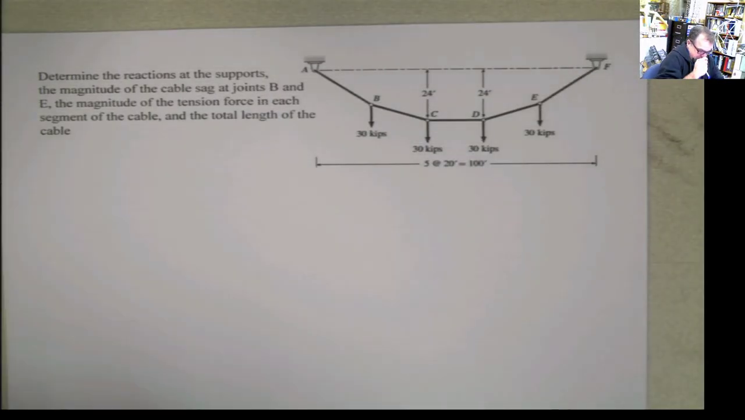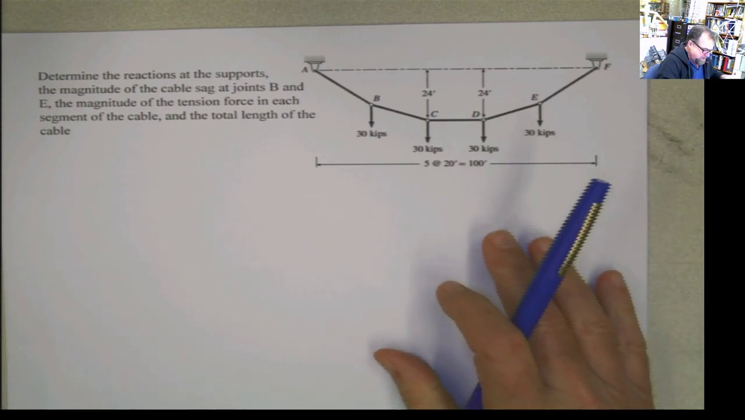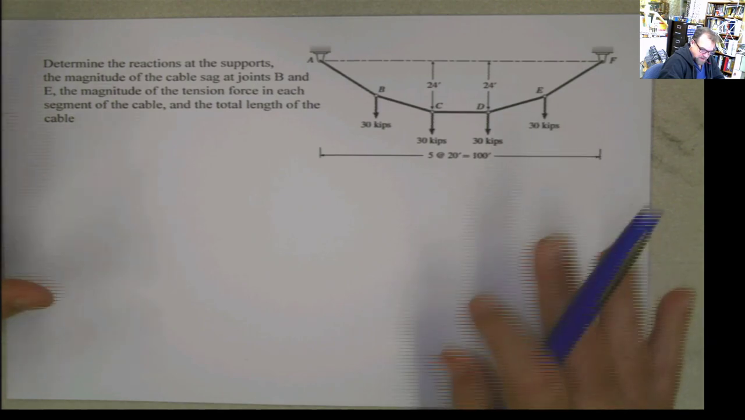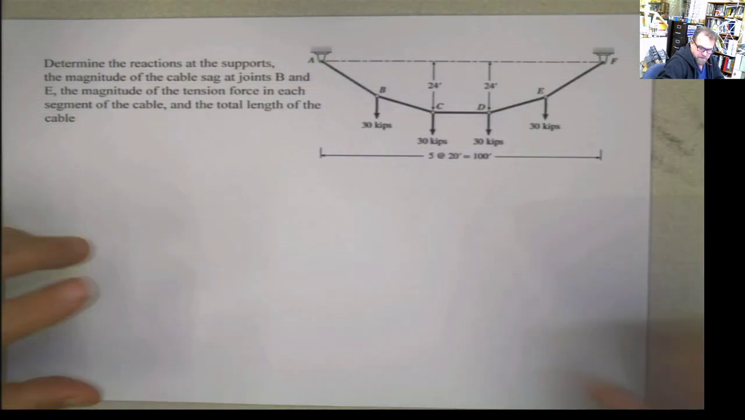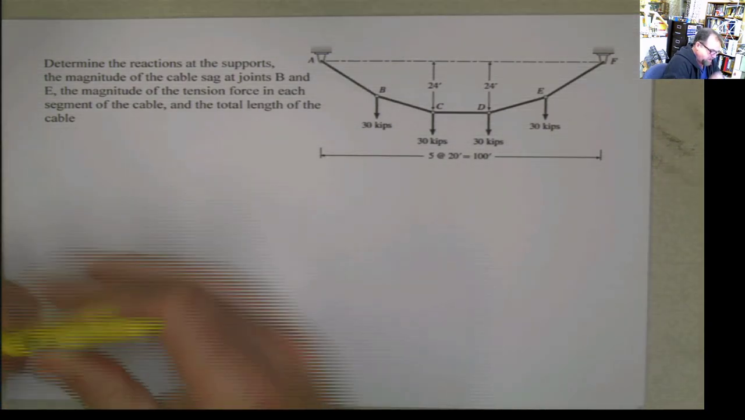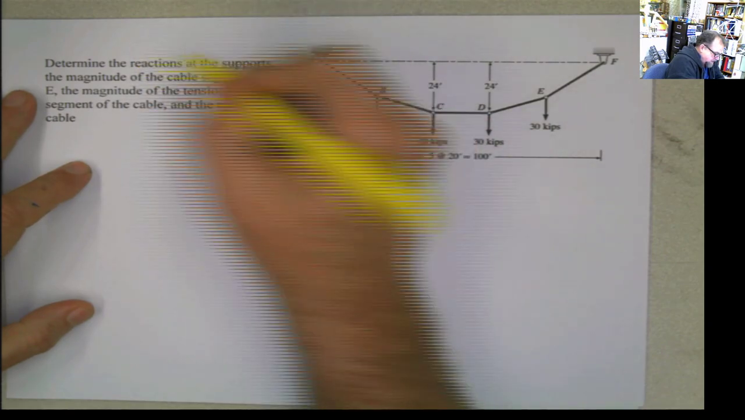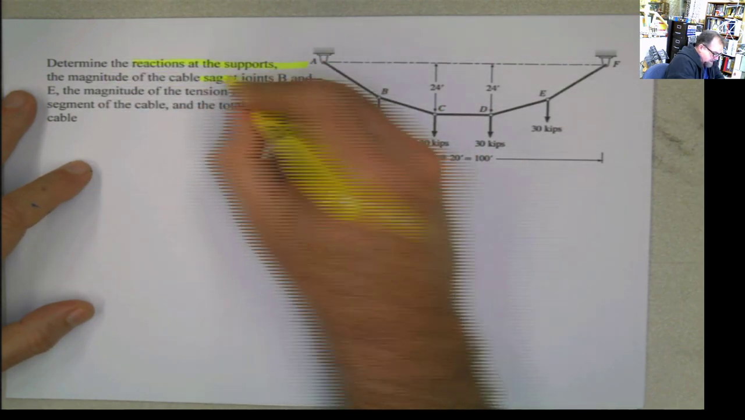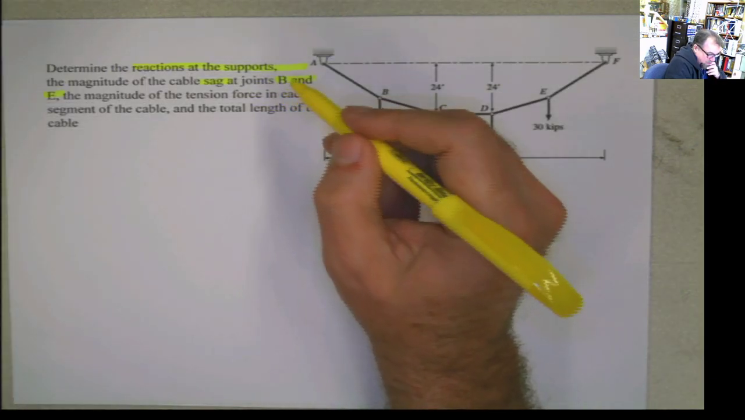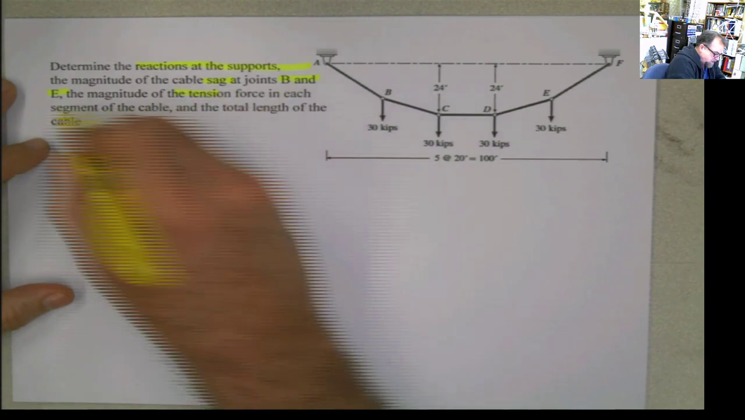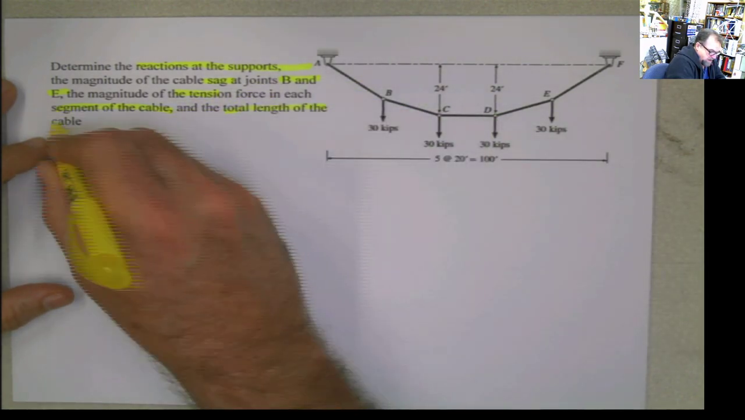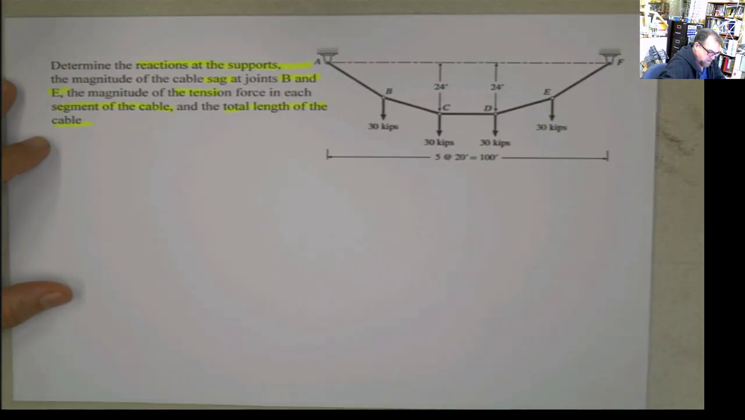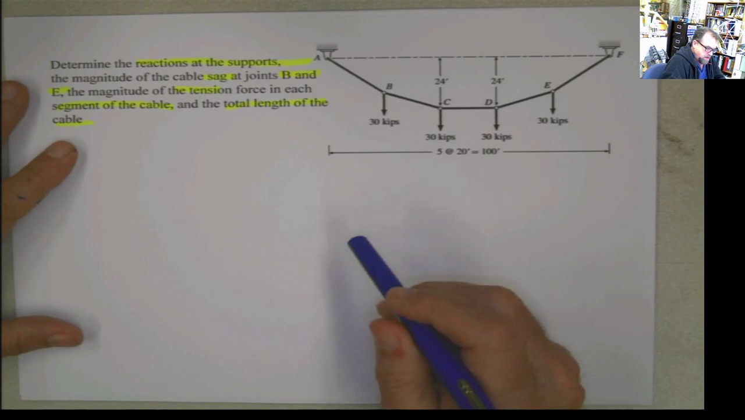So we have this particular cable, and this is an example that is really easy if you want it to be easy, and it could be really long if you want it to be long. The first thing I always do is read the statement and see what the problem is asking. Determine the reactions at the supports, the magnitude of the cable sag at B and E, the magnitude of the tension force in each segment of the cable, so all tension forces, and the total length of the cable. Okay, perfect. If we have to do all of that, you might choose to start with any method you want. However, think smart.